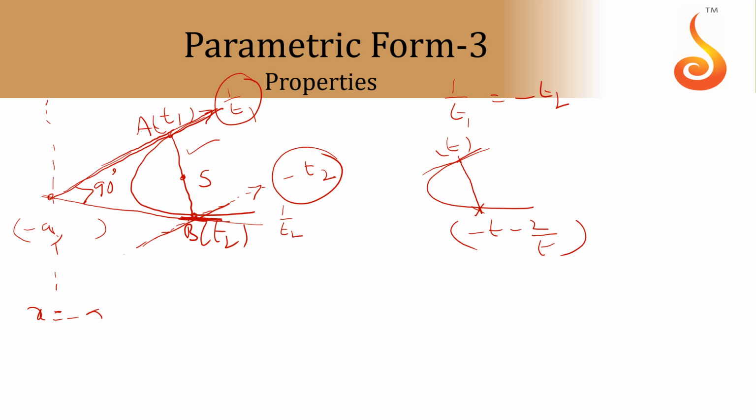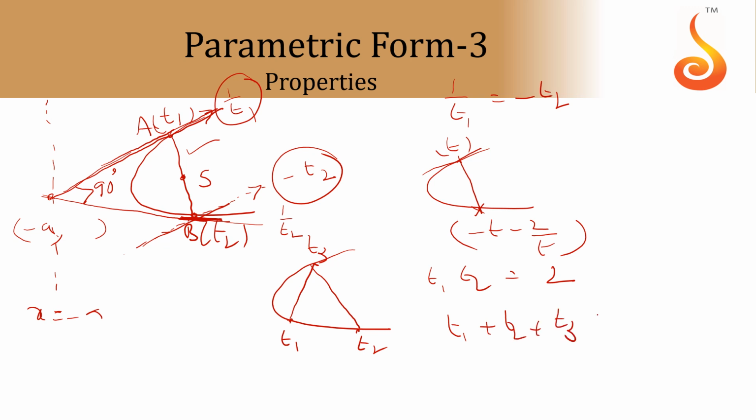Similarly, suppose you have 2 points t1, t2 on the parabola. Normal at t1 and normal at t2, they are meeting on the parabola at t3, let us see. Then you have some relations like t1 t2 will be 2 and t1 plus t2 plus t3 equal to 0. Let us discuss.